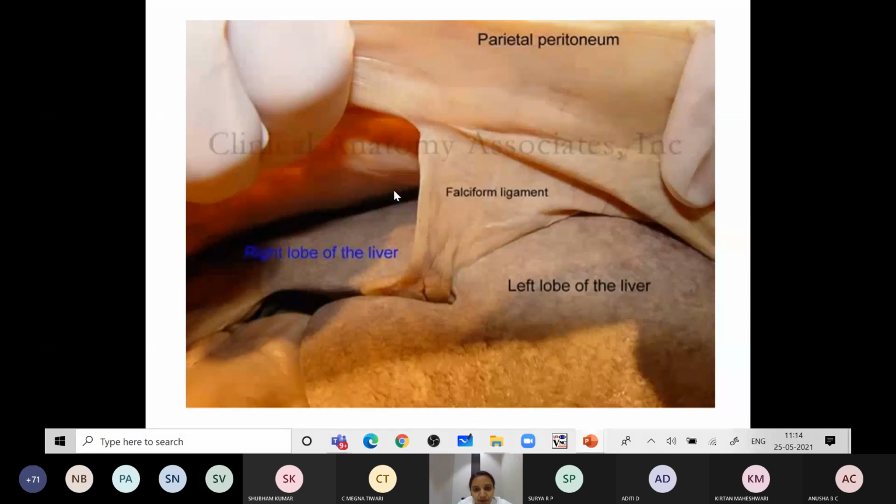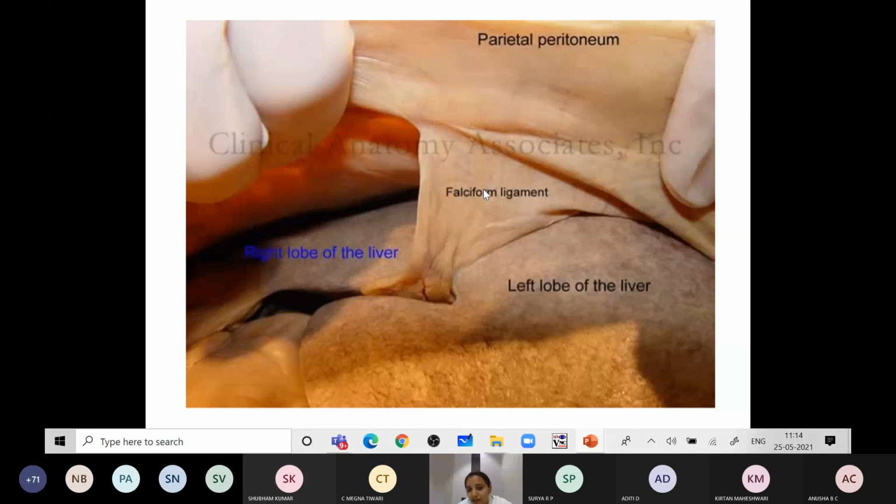here we can see the right lobe of the liver and the left lobe of the liver. This is the falciform ligament. The anterior border is attached to the anterior abdominal wall. The posterior border is attached to the liver posteriorly, and this is the free margin which contains the ligamentum teres hepatis. These are the two lobes of the liver.